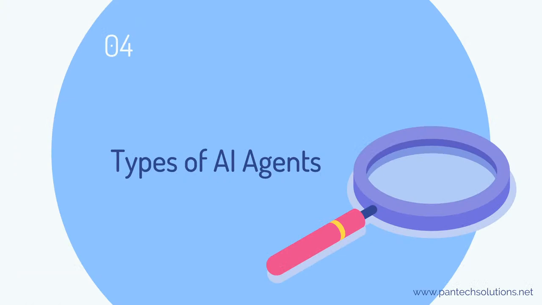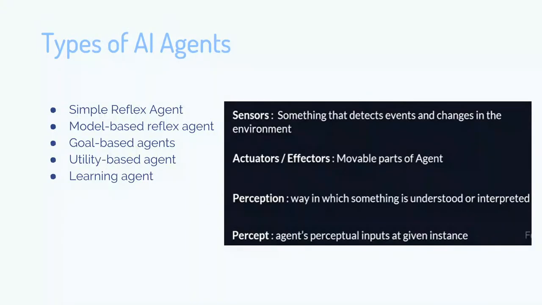The next one, we will see the types of AI agent. Now we will know what an agent is. An agent is a combination of both sensors and actuators. So now we will see the types of AI agent. Here we have the simple reflex agent, model-based reflex agent, goal-based agent, utility-based agent, and learning agent. So we have a total of five types of AI agent. Let me see them one by one.